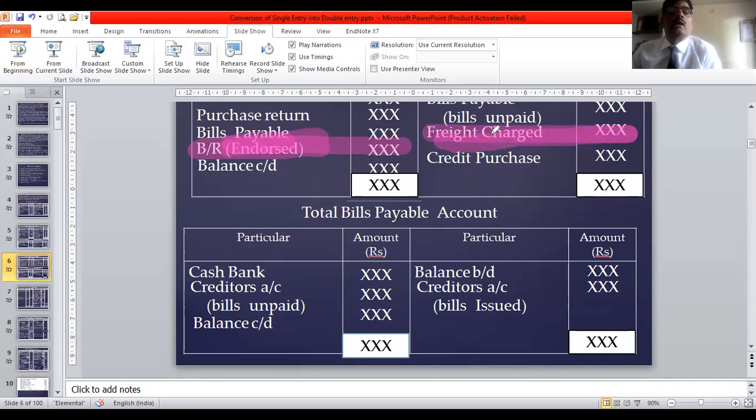With this, I complete this chapter, and tomorrow I'll take farm accounting, third unit. Farm accounting I'll start tomorrow. Thank you. If you have doubts, you can call me and clarify them. Thank you.